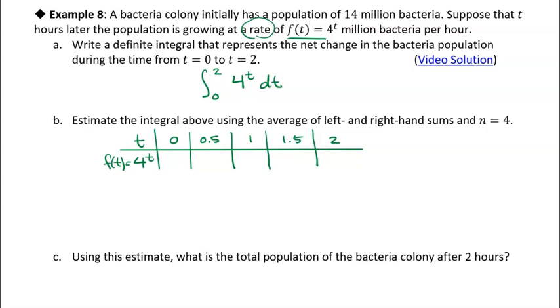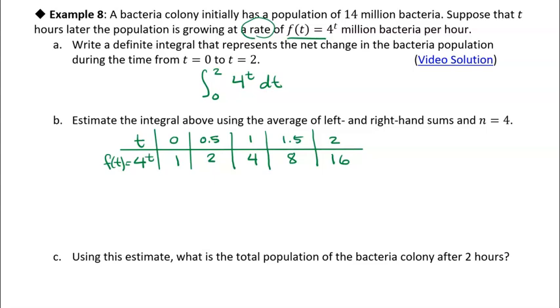Now I can put this into my calculator, or I can actually figure a lot of these out on my own without a calculator. 4 to the 0 is 1. 4 to the 1/2, that's the square root of 4, which is 2. 4 to the 1 is 4. 4 to the 1.5, that's 3/2, so that's the square root cubed, which gives me 8. And then 4 squared is 16. So I could do that without a calculator, but you can use your calculator, that's fine.